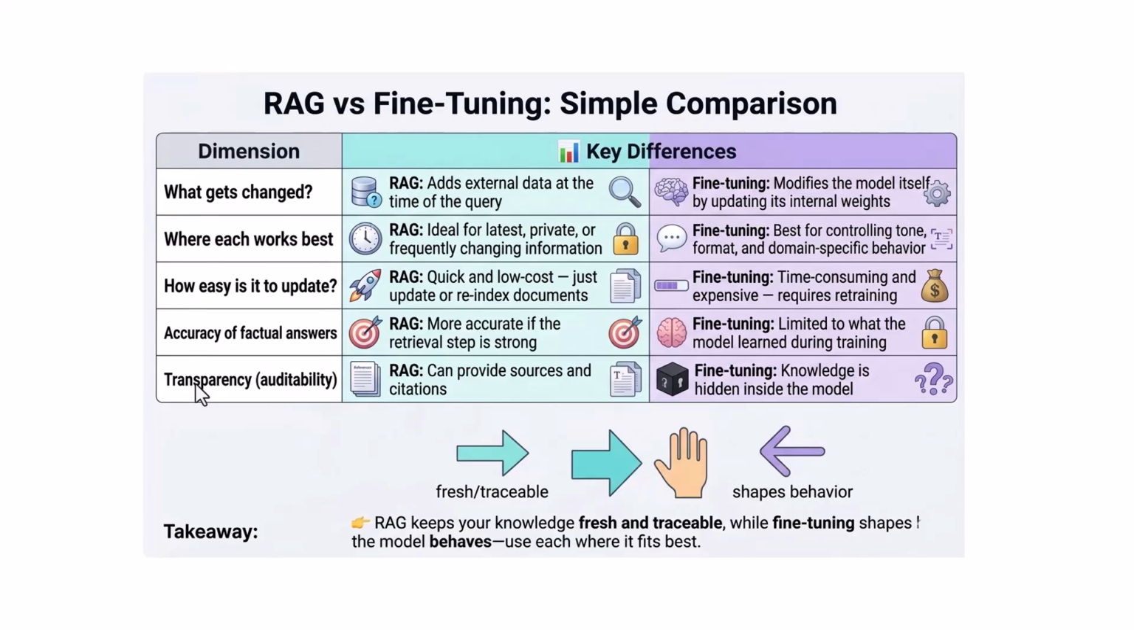And when it comes to transparency or auditability, RAG can provide sources and citations, whereas with fine-tuning, knowledge is hidden inside the model. So the takeaway is RAG keeps your knowledge fresh and traceable, whereas fine-tuning shapes how the model behaves. So use each where it fits best in your project.